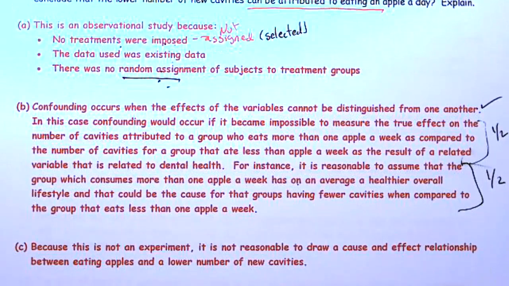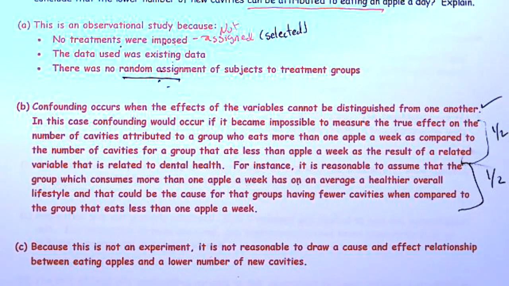Because this is not an experiment, it's not reasonable to draw a cause and effect relationship between eating apples and lower number of cavities. So basically, I couldn't just say it's not an experiment. I have to put it in context as well. And the context here is eating apples and lowering the number of cavities. Now, it is statistically significant. So because it's statistically significant, we can say there's a relationship, there's a correlation, but we cannot say causation, right?